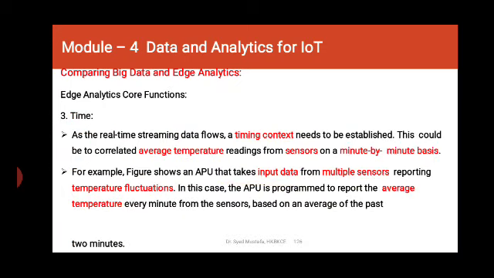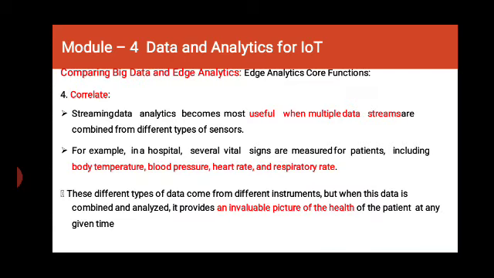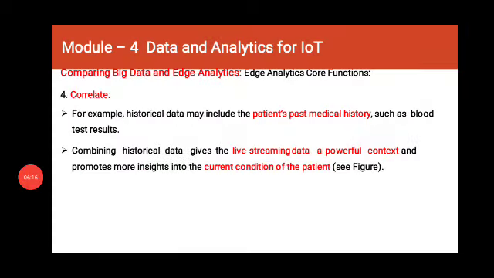Then the third one is time. Time is an important function because we require real-time responses in an IoT network, and this function manages the average time required for processing of data. This is an example of comparing big data and edge analytics. Now, the fourth function is correlate.